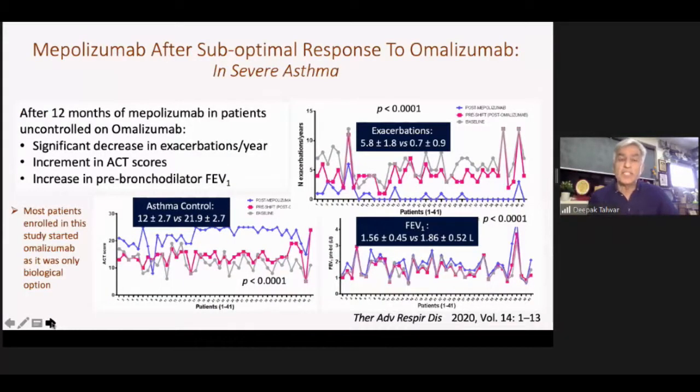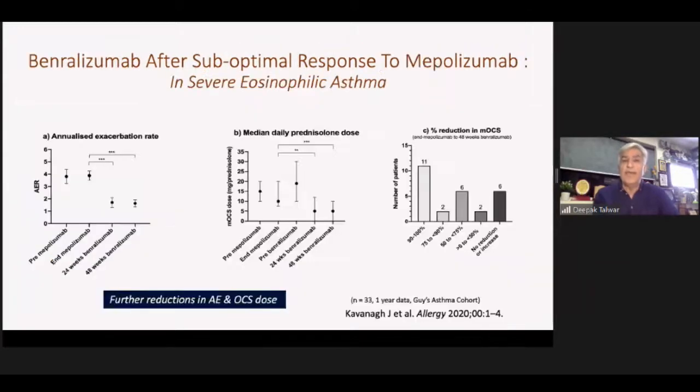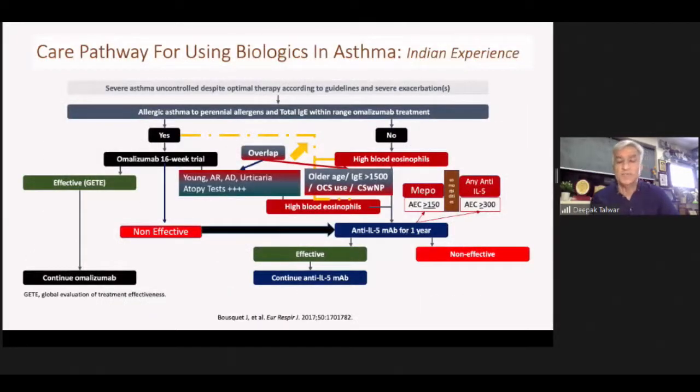But last point, very important, is that if one drug fails, there is enough data to suggest the other one can still work if the patient fits into that criteria. Those patients who had suboptimal response to omalizumab showed excellent response when they were shifted to mepolizumab. And we even have data that those patients who had suboptimal response to mepolizumab did much better when they were shifted to benralizumab. So the cross or switch is still possible once you fail on one biologic in the management of severe asthma.